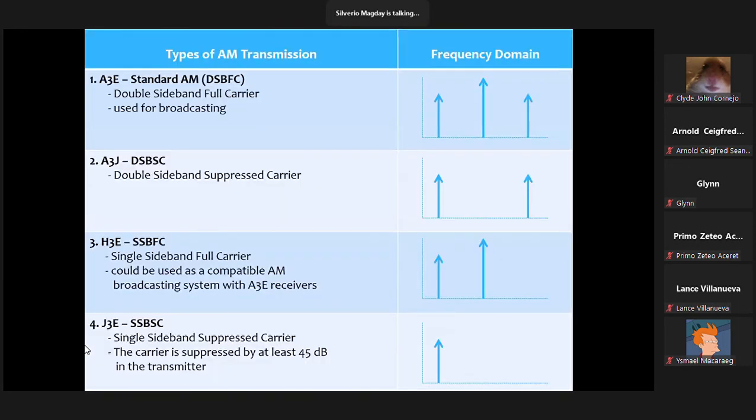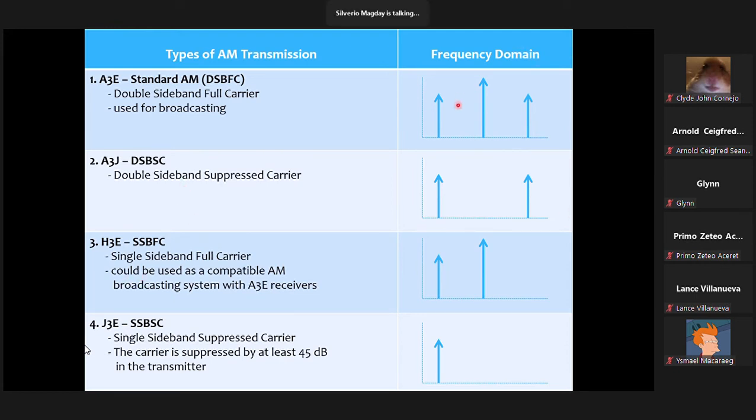Okay, forms of amplitude modulation. So standard AM, double sideband full carrier, and most of the time is for broadcasting. So and so forth. So pakibasa lang.